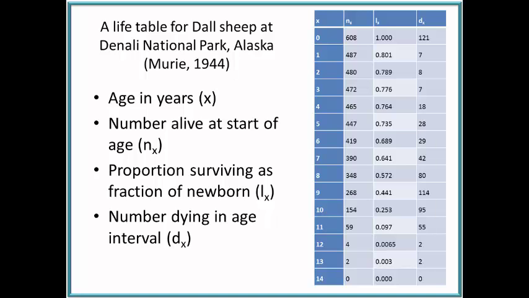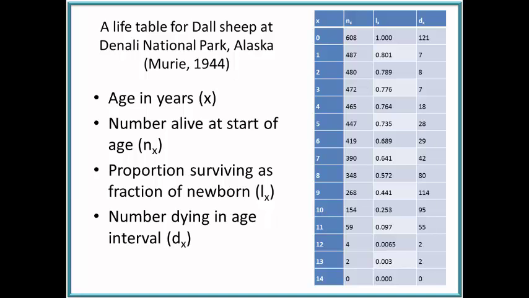This life table consists of 4 columns. X, which is the age in years, N sub X, which is the number alive at the start of age, L sub X, which is the proportion surviving as a fraction of the newborns, and D sub X, which is the number dying in a particular age interval. L sub X is survivorship. We'll come back to that later, but I want to emphasize that.